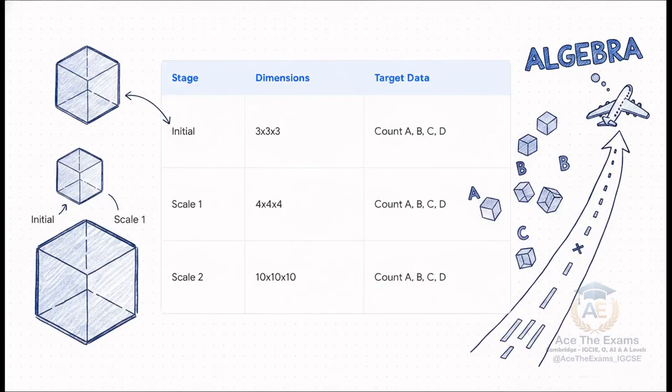To tackle this, we can set up a structured data table to track our findings as we count the varying cube types across increasingly larger volumes. By systematically calculating the numbers for the 3 by 3 by 3, then the 4 by 4 by 4, and jumping to the 10 by 10 by 10, we aren't just doing busy work. We're generating a data set. And in mathematics, a beautifully organized data set is the runway that allows you to take off into higher-level algebra.